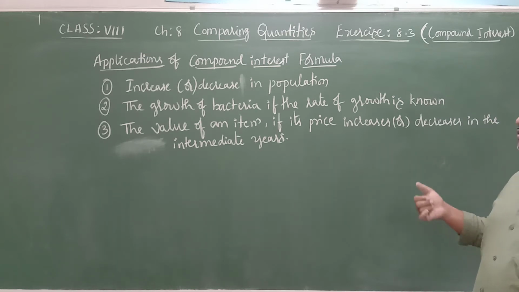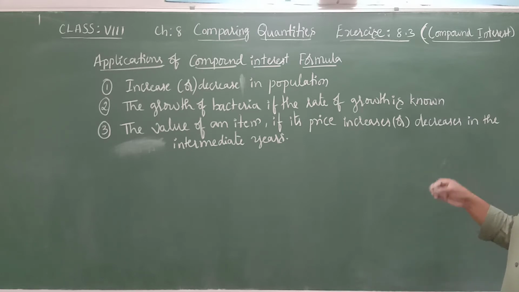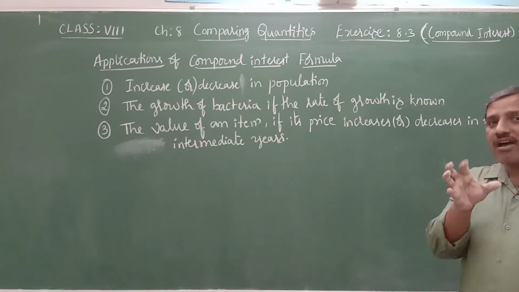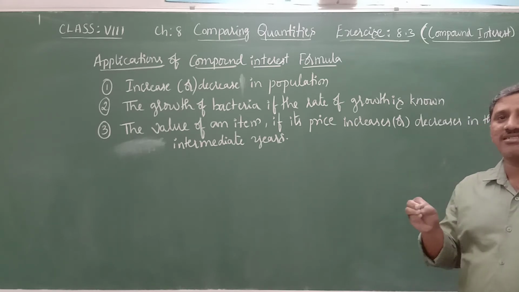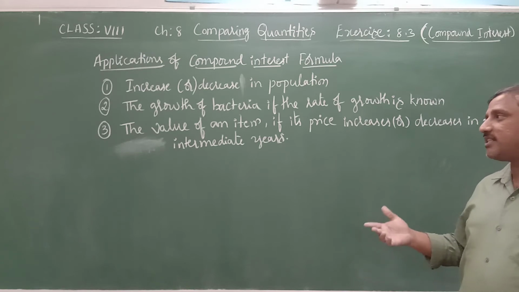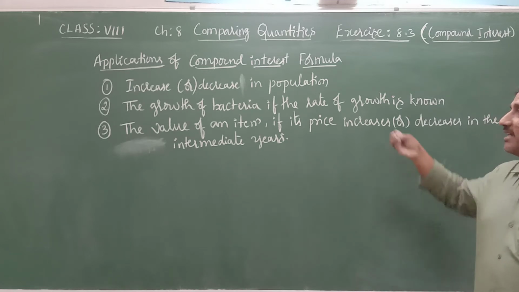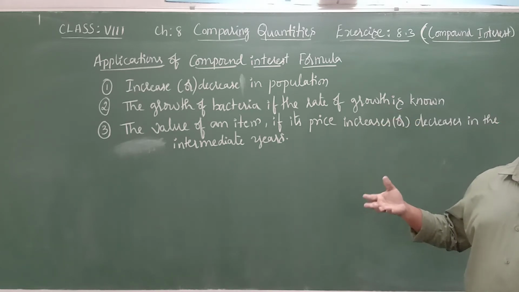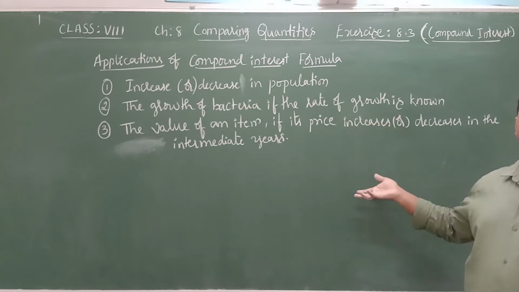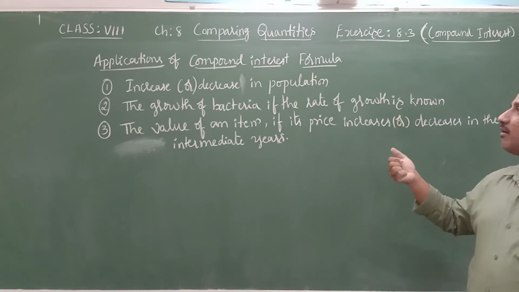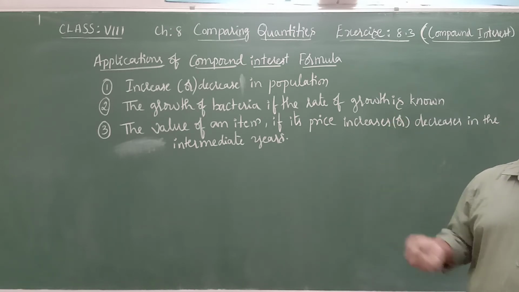Similarly, the value of an item, if its price increases or decreases in the intermediate years. For example, if you purchase a car and next year you want to sell that car, the value of that car will decrease. Similarly, if you have purchased one plot and you want to sell it next year, the price is increased. It increases year on year. The price increases for plots, whereas for vehicles the price decreases. We use this compound interest formula in these situations.